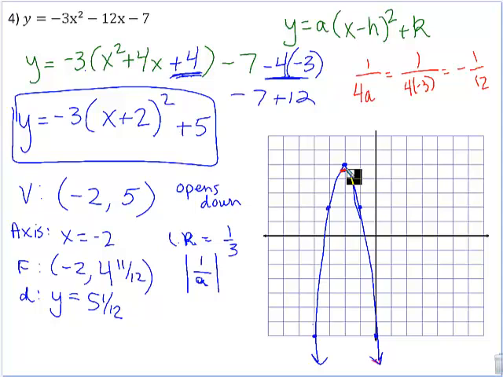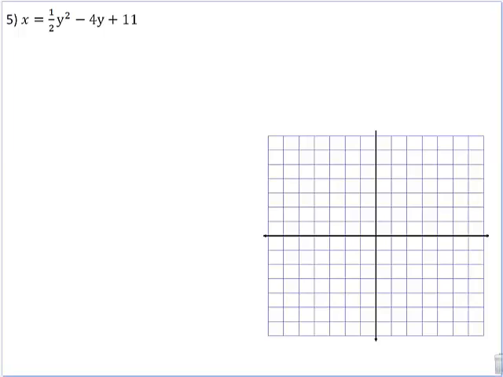All right, let's do another one so we complete the square again. So x equals 1/2 y squared minus 4y plus 11. So x equals or y equals, which one? X equals, yeah. So our standard form would be x equals a, y minus k squared plus h. So how are we going to get it into that form? What do we have to do first?